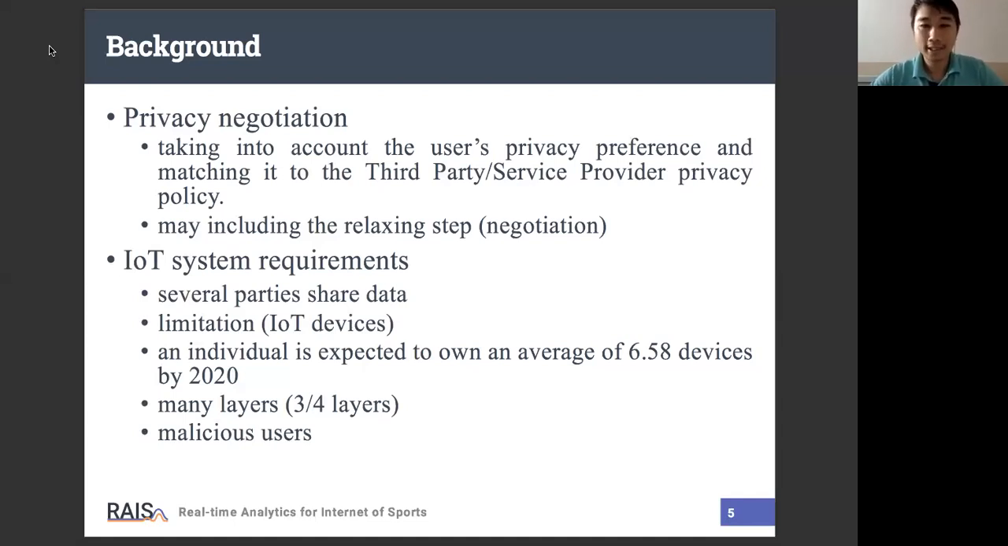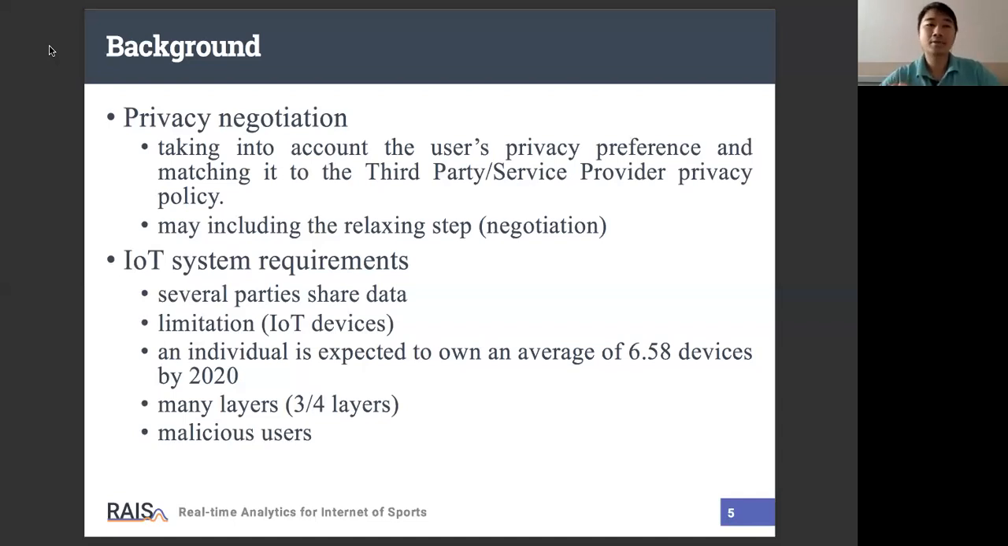And one more thing, in 2020, one user can have from 6 to 7 devices, which may include sensors, wearable devices, or smart devices, many things, and how can they protect their data from this info.